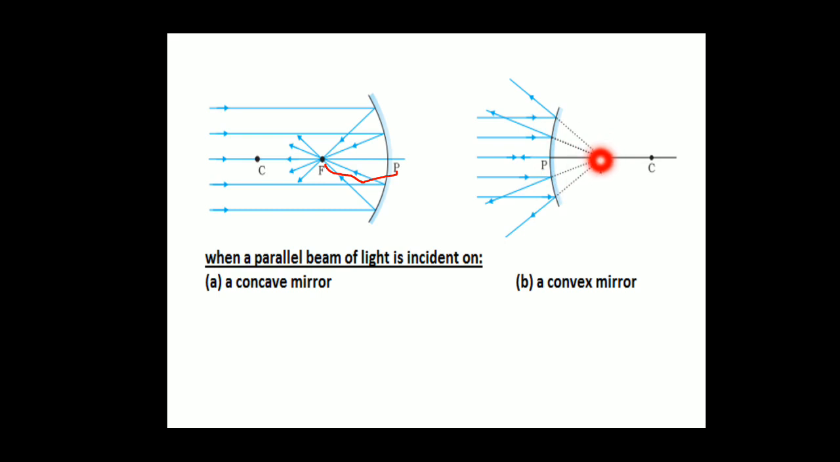So that point is called the focus for a convex mirror. And the distance between the pole and the focus is called the focal length. So in this diagram, you have three points.